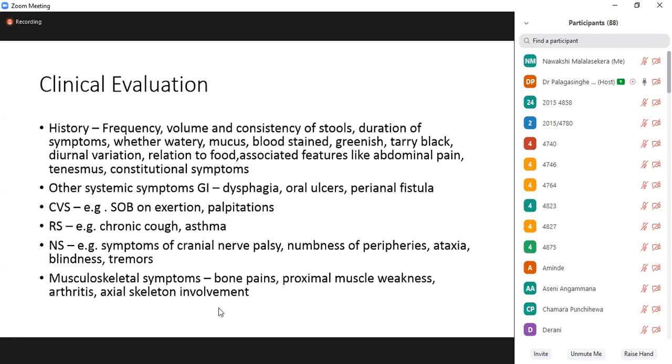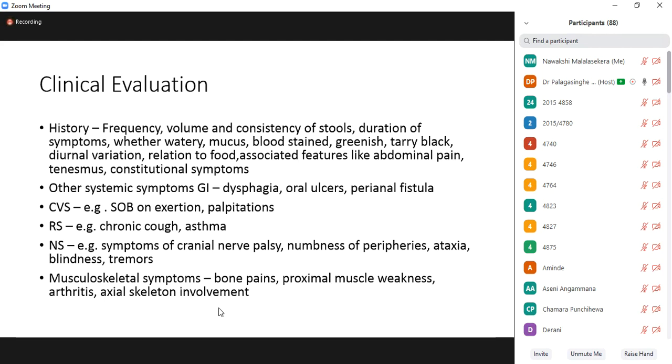Then any relationship with food. If the diarrhea settles with food or aggravates with food, that's one of the things you have to ask. And whether the diarrhea settles while fasting. As I have said before, if the diarrhea settles while fasting, you are very likely dealing with the osmotic type of diarrhea. Then associated features like abdominal pain, tenesmus.